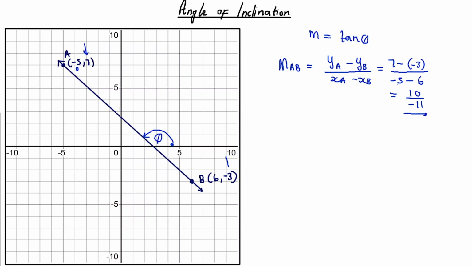So this is our gradient, but you can see that our gradient is less than 0, or it is negative, right? So when you are working with a negative gradient and you want to calculate your angle of inclination, you're going to say theta, the angle of inclination, is equal to 180 degrees minus arctan of the gradient. So it's going to be theta equal to 180 minus arctan of 10 over 11.